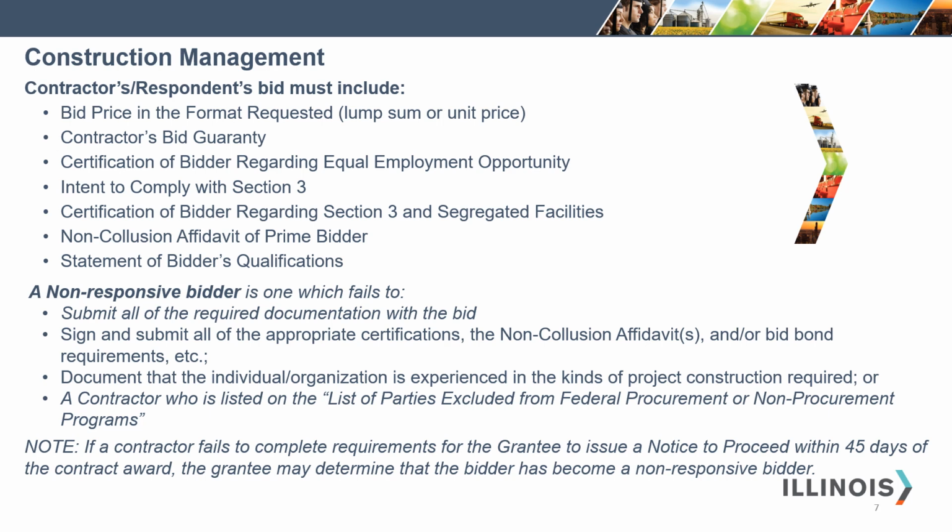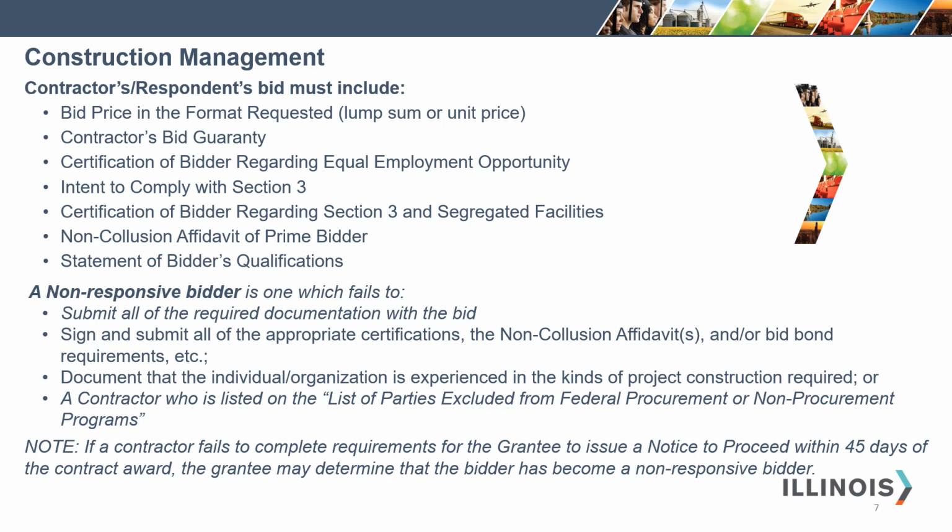A non-responsive bidder is one which fails to submit all of the required documentation with the bid, or one who fails to sign and submit all of the appropriate certifications, the non-collusion affidavit, and/or the bid bond requirements. One who fails to document that the individual or organization is experienced in the kind of project construction required, or a contractor who is listed on the list of parties excluded from federal procurement or non-procurement programs.